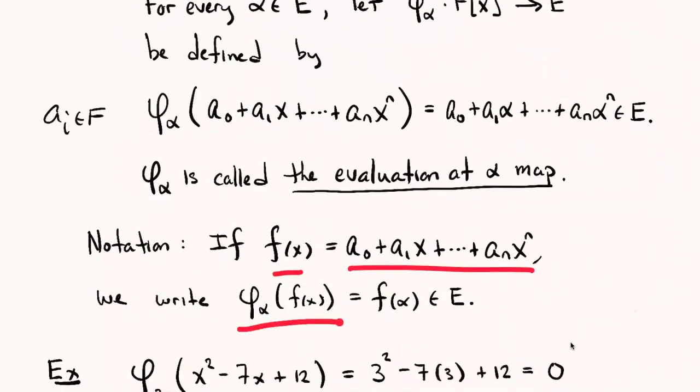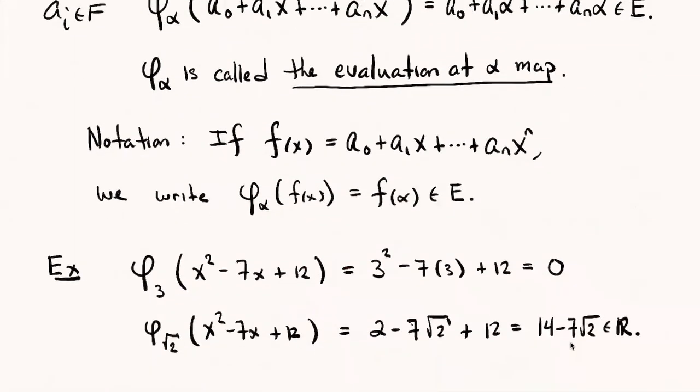Okay, for some simpler notation, if we shorthand note the polynomial by f of x, then I'm going to write phi alpha of f as just f of alpha. And it feels right because we're just sort of substituting the field element alpha for our indeterminate x. And when we do that, we'll always produce an element of E. Okay, E might equal F, but it could be bigger.